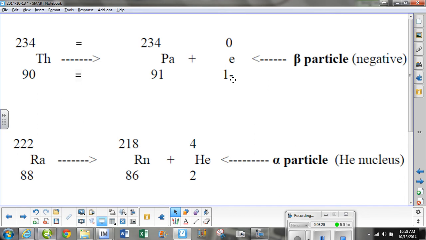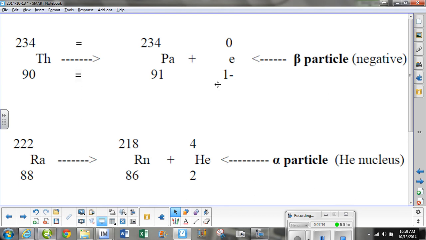Positron. If this were a positron instead of a normal beta particle, what would this sign be? It would be 1 plus. Yeah, 1 plus. I'm just changing this a little bit. And if this were a plus 1, then this guy would have to be 90, wouldn't he? Or 89. And then he wouldn't be protactinium anymore. He'd be another element because this is also the atomic number. Right?